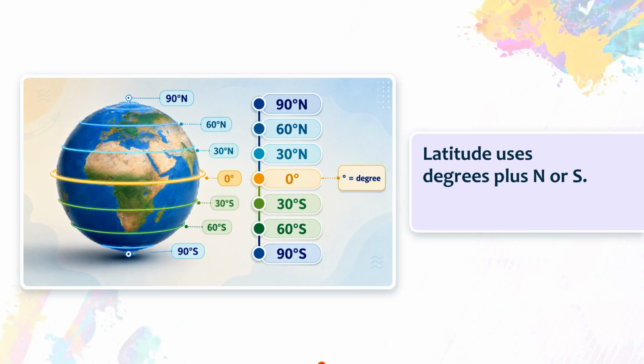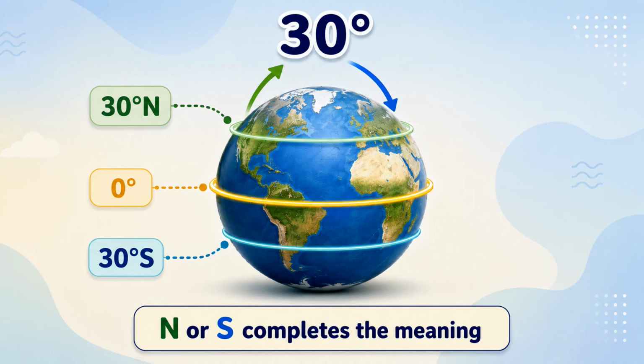Latitude uses degrees plus N or S. The equator is 0 degrees, and the poles are 90 degrees N and 90 degrees S. A number alone is incomplete because the same latitude can occur on either side of the equator. Add N or S to choose the correct parallel. The degree symbol gives the amount, and the letter gives its hemisphere.